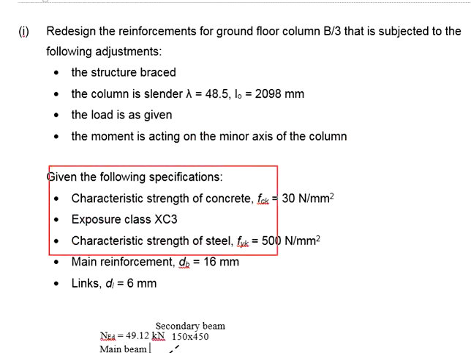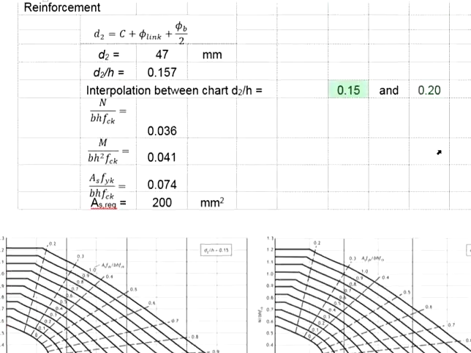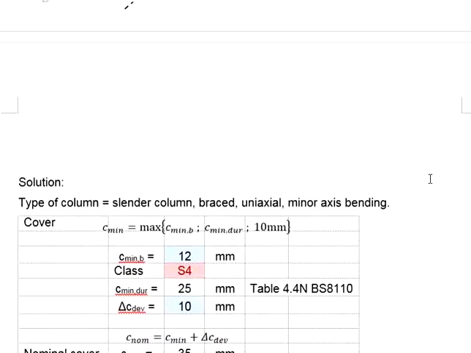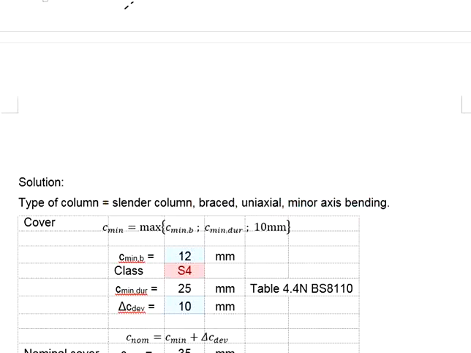Since the details and the specifications are more or less the same, our following discussions shall concentrate on the unique design step as compared to the previous example. As for those common design steps, if you wish to know more, you may refer to the previous videos. Based on the specifications and the details given, we know that this is a slender column, braced structure, uniaxial load, and the moment is acting in the minor axis of the column.